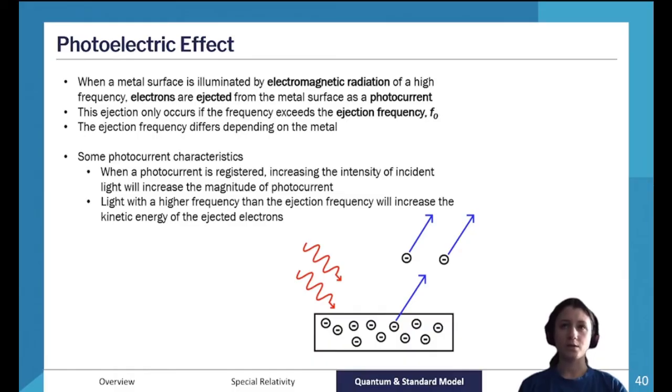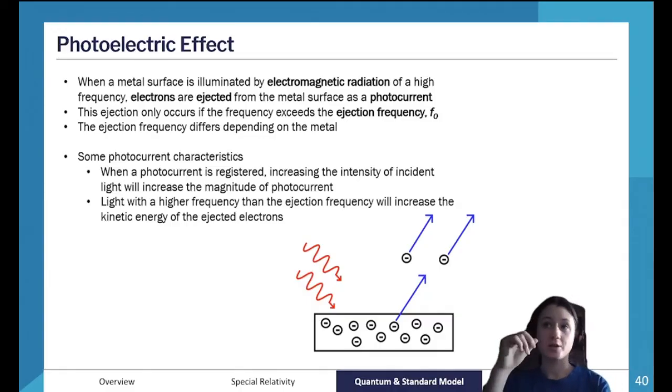So, when a metal surface is illuminated by electromagnetic radiation of a high frequency, electrons are ejected from the metal surface as a photocurrent. If we shine a light on a metal surface, it will give a little bit of energy to the surface, and eventually to the electrons inside it, and the electrons will jump out. Alright, and they'll create a photocurrent because they'll run around in the wire. So we have a few restrictions on this though.